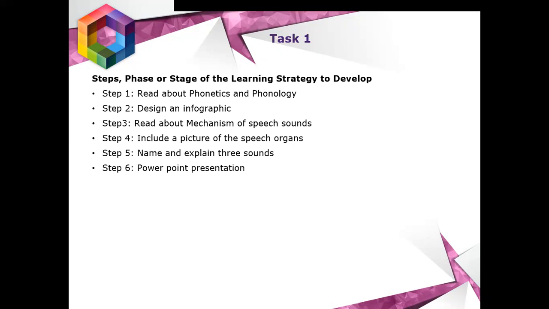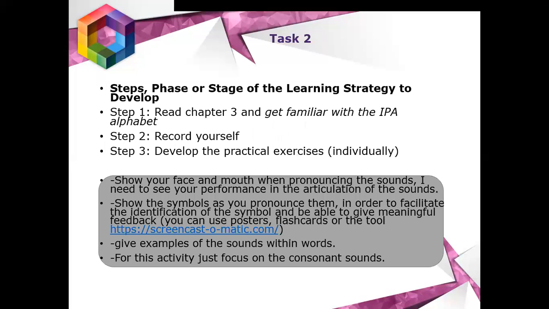Then we are going to talk about the tasks that we already did. Task 1 was developed, and I even gave you a score, so you can check your grades there. Here you had to design an infographic, and you had to read all you could about phonetics and phonology, and about mechanisms of speech sounds. You had to include a picture of the speech organs, and name and explain 3 sounds. These 3 sounds must have the place and the manner of articulation. Okay, so remember that each symbol has different features.